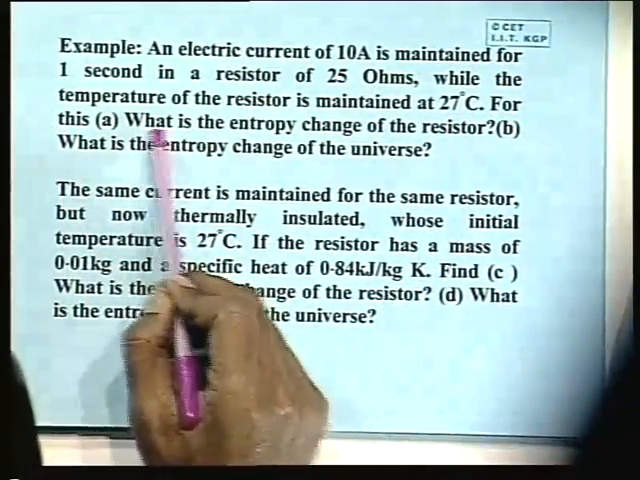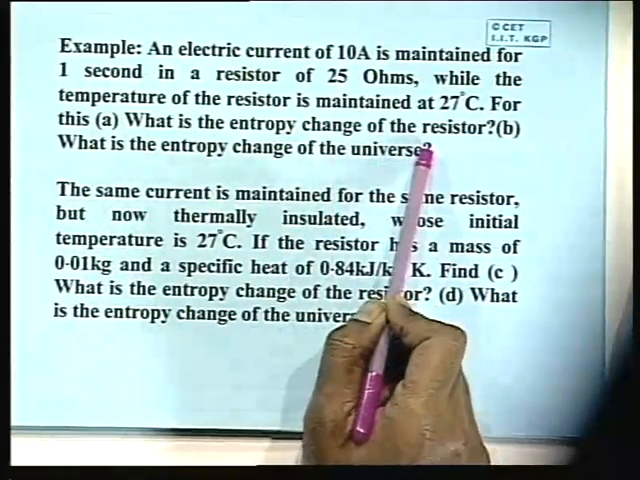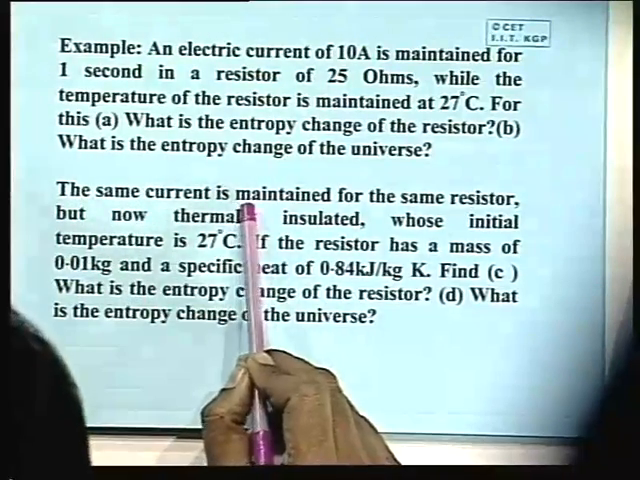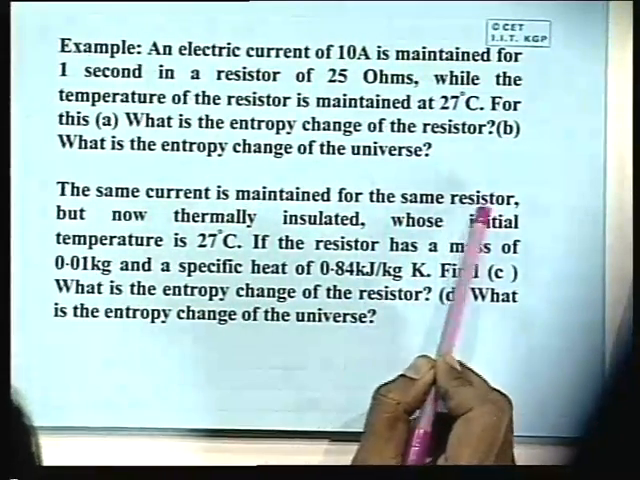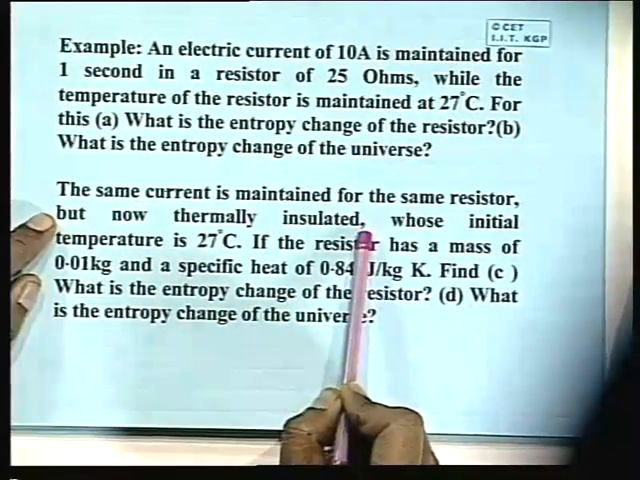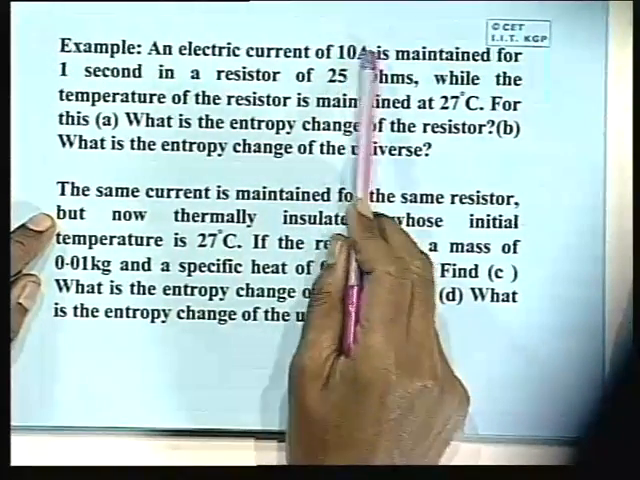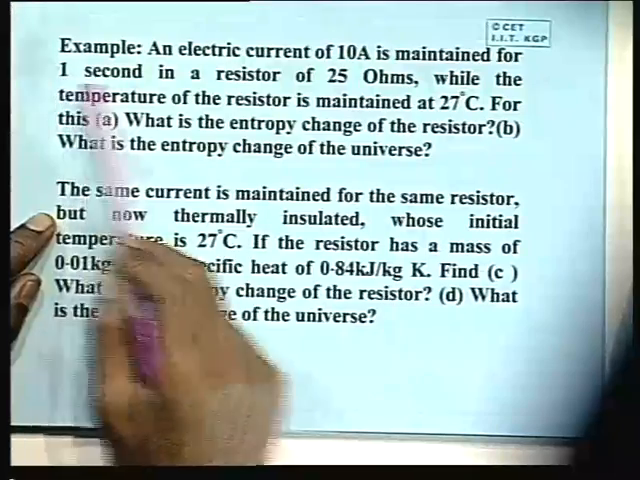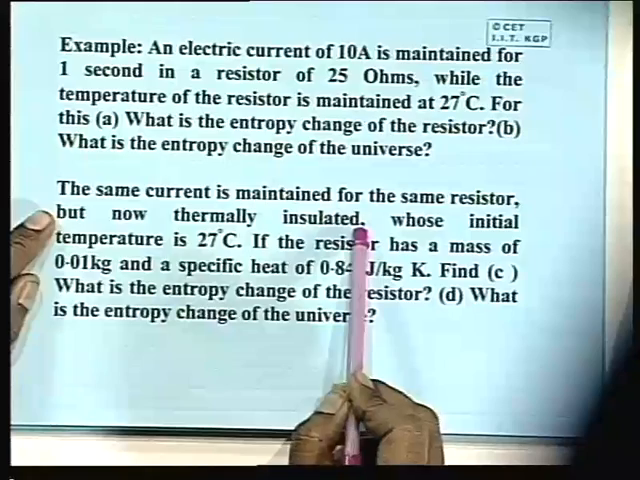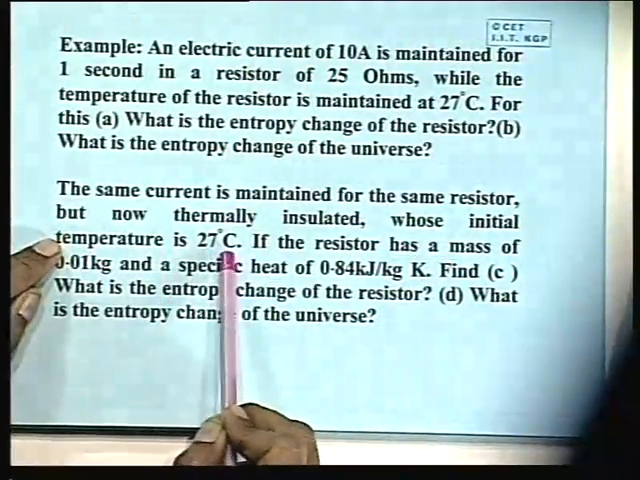For this, what is the entropy change of the resistor? First part. B, what is the entropy change of the universe? Second part. Now you see, the same current is maintained for the same resistor, but now thermally insulated. That means no heat is allowed to flow from the resistor, so while the current flows for some time and it has a resistance, it may increase its temperature, but heat is not being allowed to flow out of the resistor. Now the resistor's initial temperature is 27 degrees Celsius.